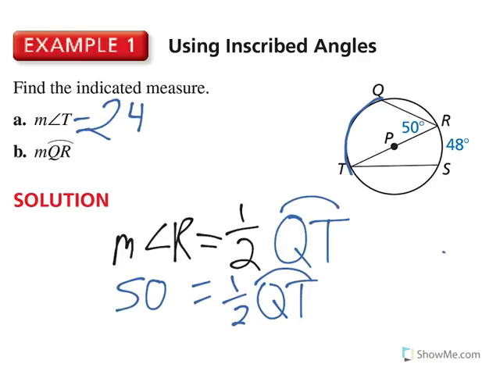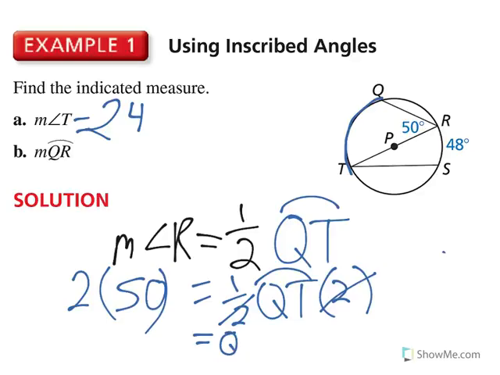To get QT by itself, you could do it two different ways. Either divide by 1/2. If you want to use a decimal, you're more than welcome to. But I could also just get rid of the 2 in the denominator here by multiplying by 2. So when I do this, my 2's cancel. And so on the right side, I have 1 QT, so that's just QT by itself. And then I have 2 times 50 gives me 100. So the measure of QT in this case would be 100.